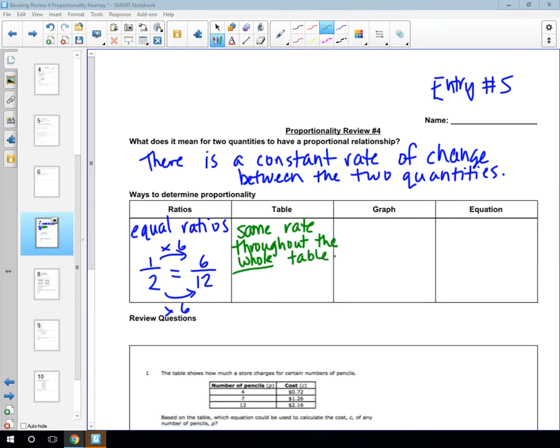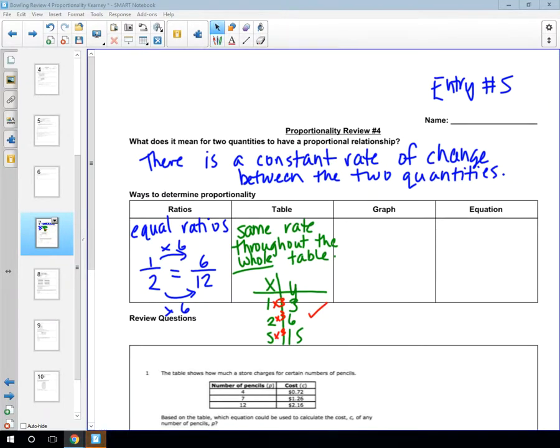Okay, for example, if you're given a table with X and Y's, and we have 1 and 3 and 2 and 6 and 5 and 15, and we were asked to figure out if this was proportional, we'd look to see if there was a constant rate of change throughout the whole table. So what are we multiplying X by to get Y? We're multiplying 1 times 3 gives me 3. So 2 times what gives me 6? Oh, 3. 5 times what gives me 15, so 3. So this is a proportional relationship, okay?